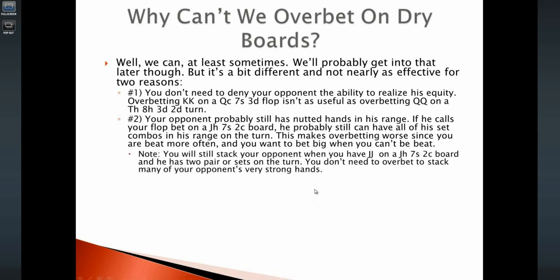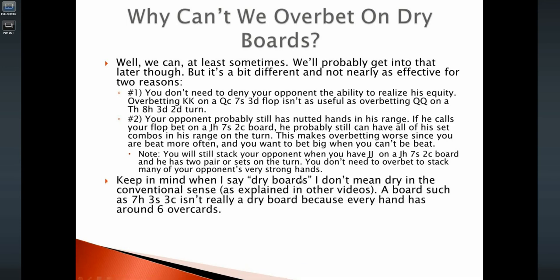It's also important to note that you will still stack your opponent when you have a hand like pocket jacks on a Jack 7-2 rainbow board and he has 2 pair or sets on the turn. You don't need to overbet to stack many of your opponent's very strong hands. So that's something that's going to come up a lot, which is overbetting is very useful when your opponent's not going to have a raising range and you want to get a lot of money in the pot. If your opponent's going to raise very aggressively, overbetting is much less effective because you're going to still stack a bunch of his strong hands anyways.